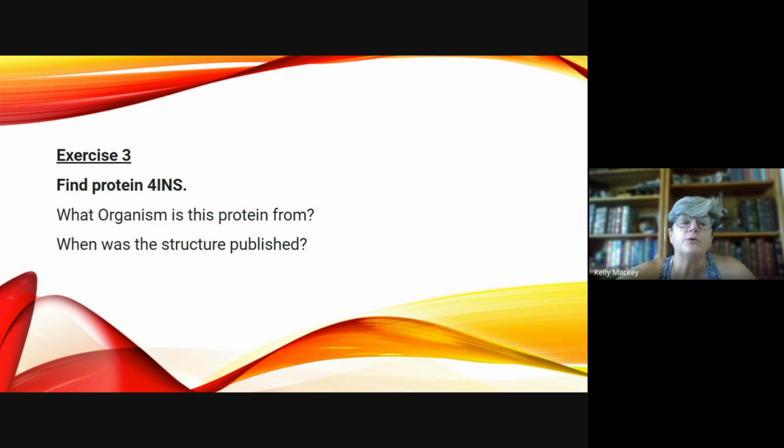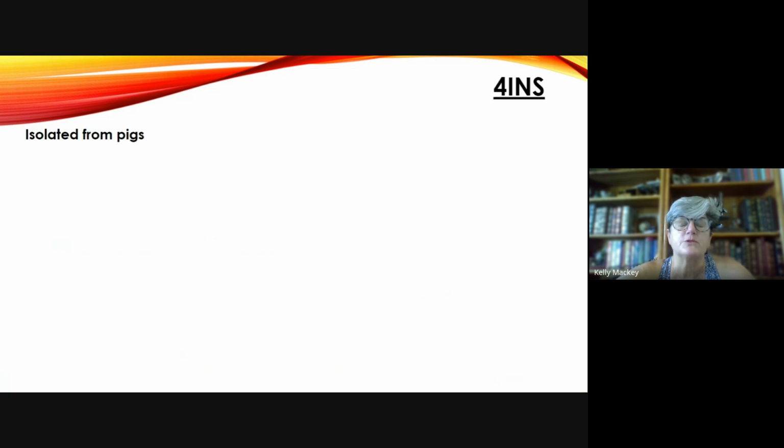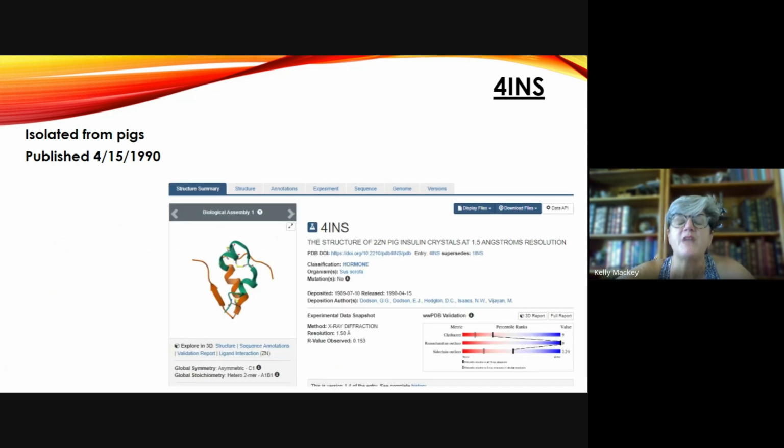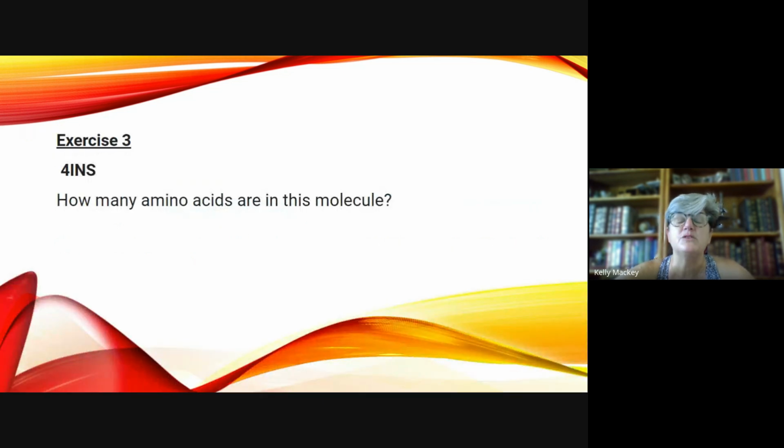Then looking for protein 4 INS, what organism was it from and when was the structure published? It was isolated from pigs on April 15th of 1990. Almost everybody got that. I don't know the one person who got it wrong. I don't know how you got it wrong, because this was basically just plugging 4 INS in and getting it, unless you did the lowercase l. Or maybe that is the lowercase l and not the uppercase I. I'm not sure.